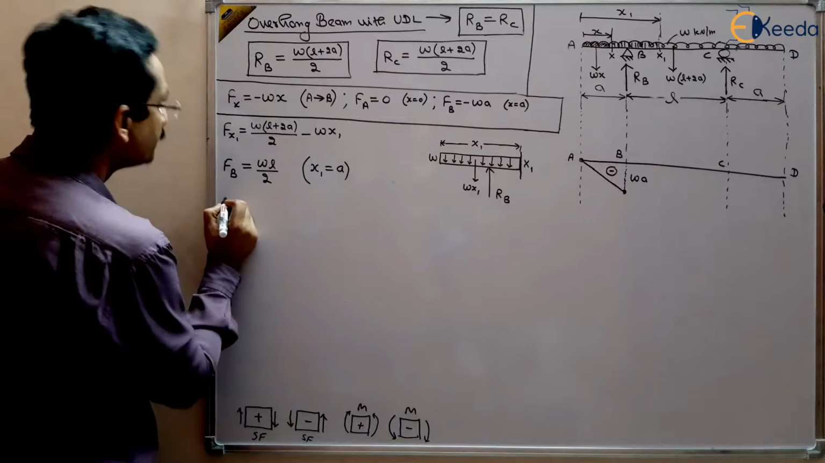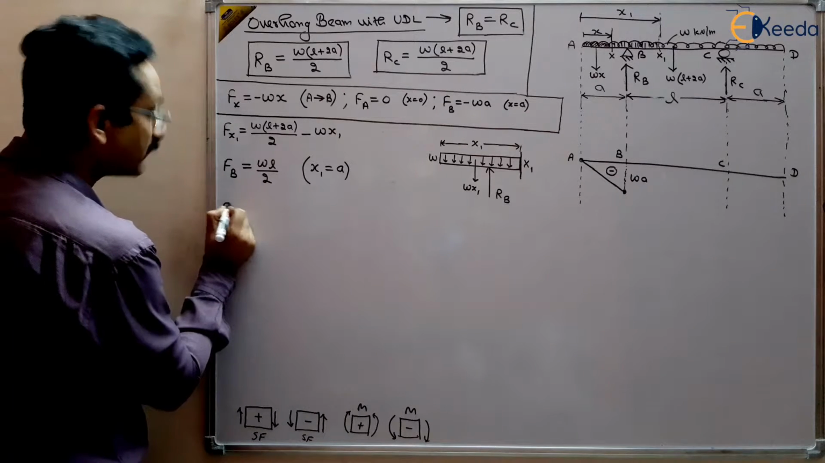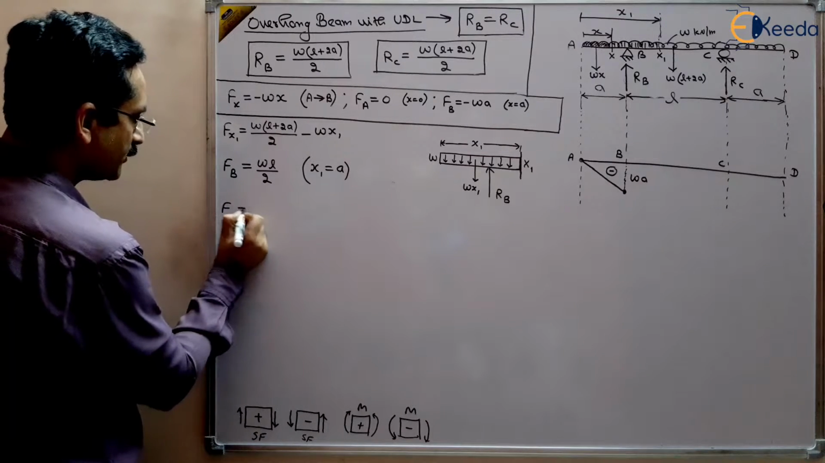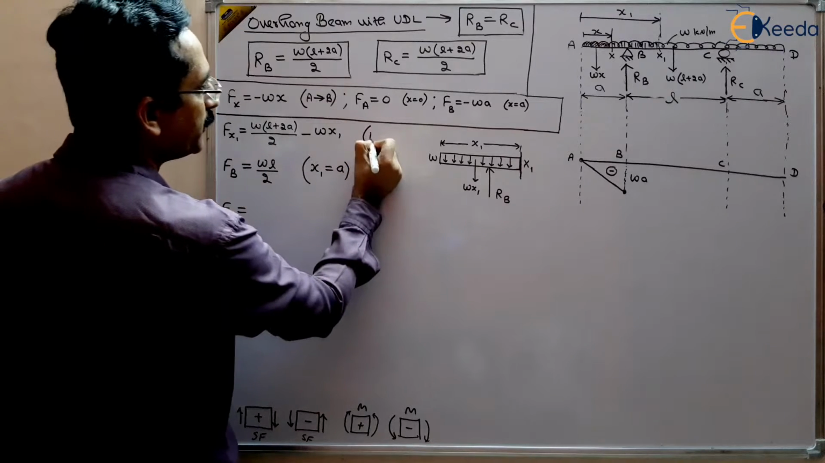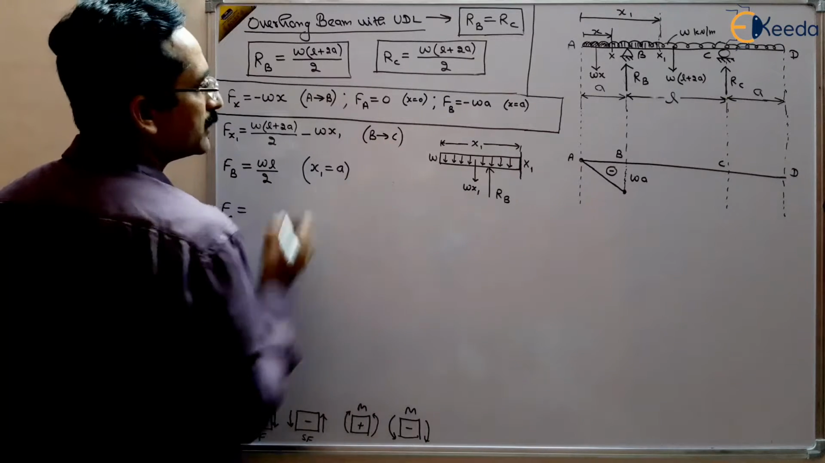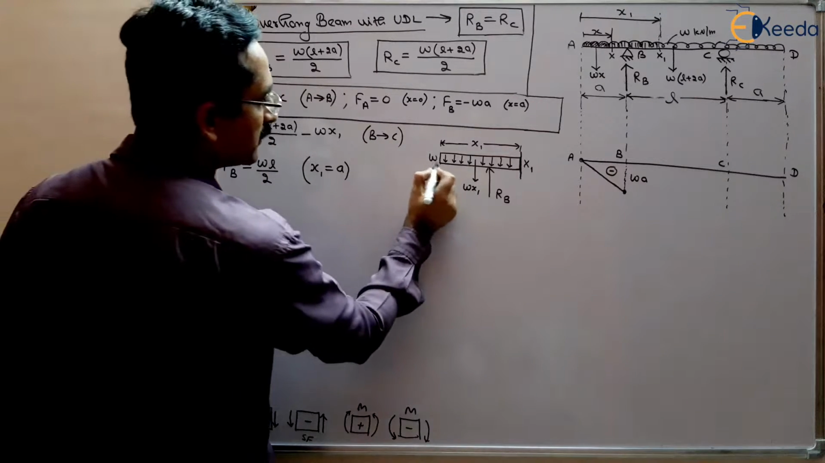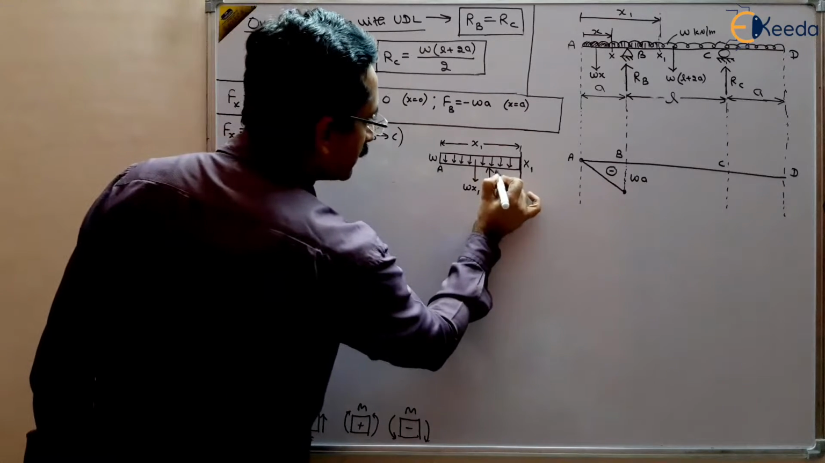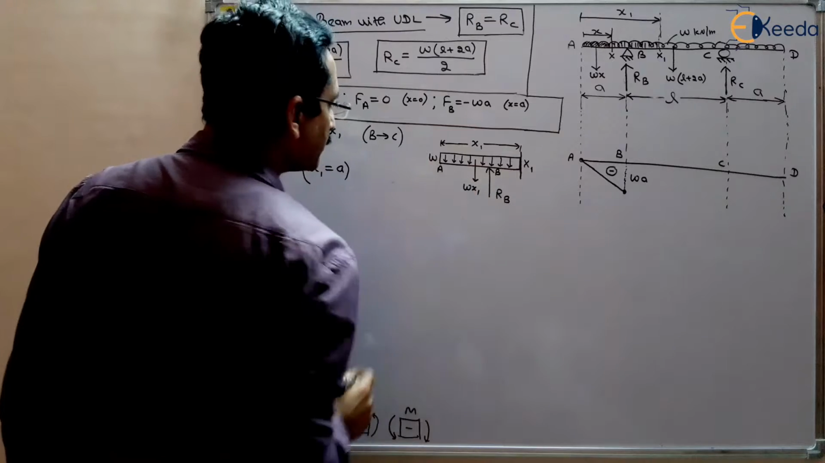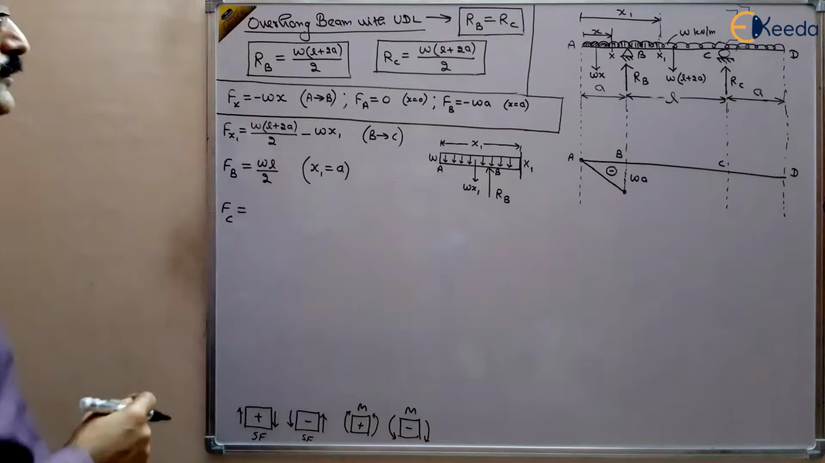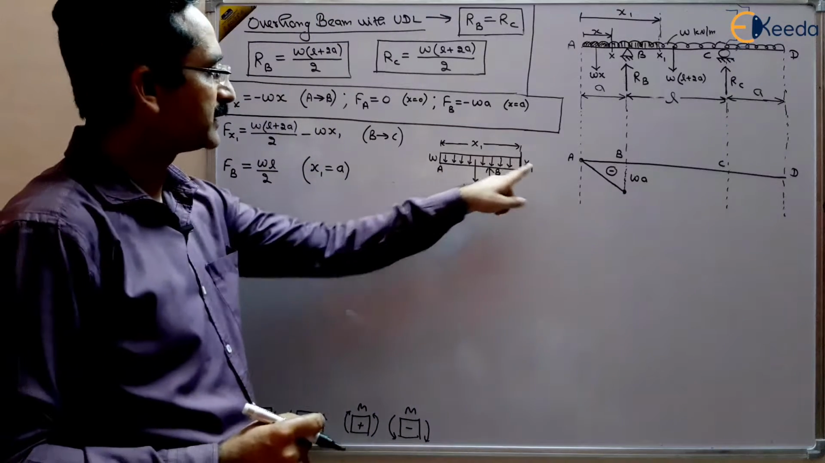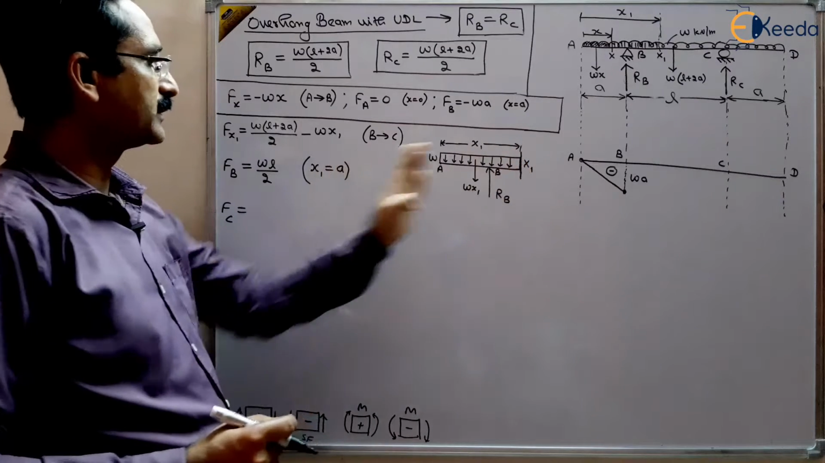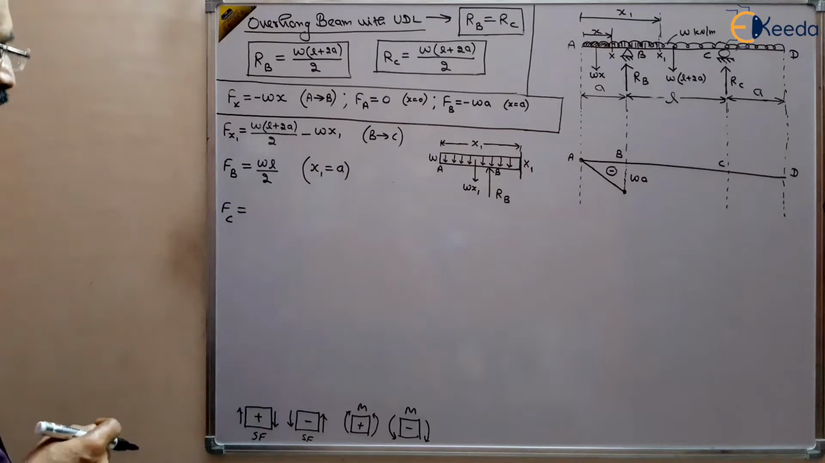And what is FC? This is valid between B to C. This was our A point, and this was our B point, where normal reaction RB is acting, right? So A point was this, B point was this, x1 is this. We are taking load in this direction. We are checking the loads, forces.